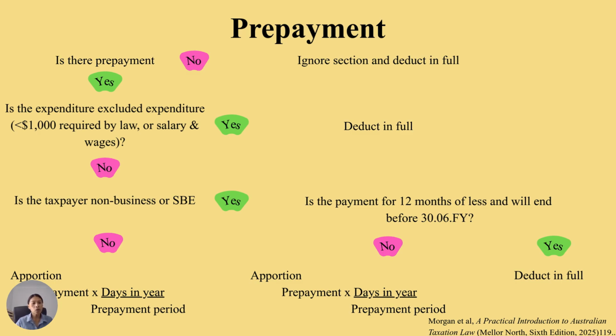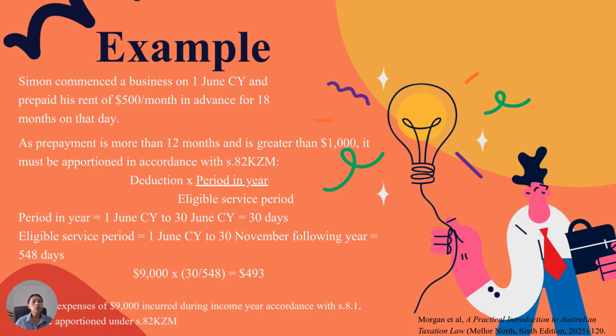If it is, you work out whether or not it is also entitled to the 12 month immediate deduction. If yes, you deduct in full. If not, you use the apportionment rule. I'll provide an example here from the PAP book also.